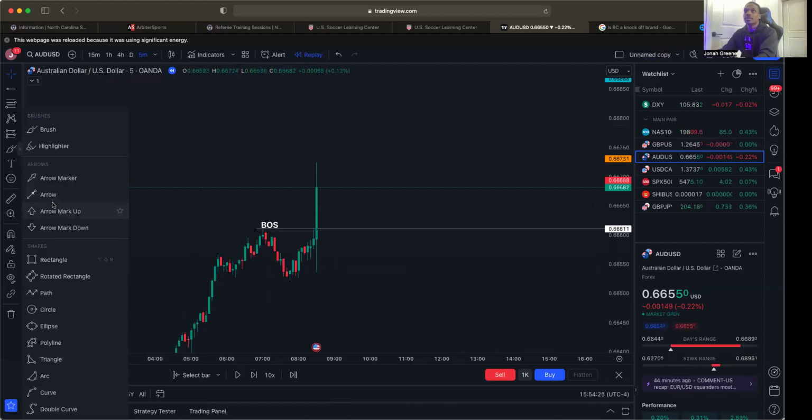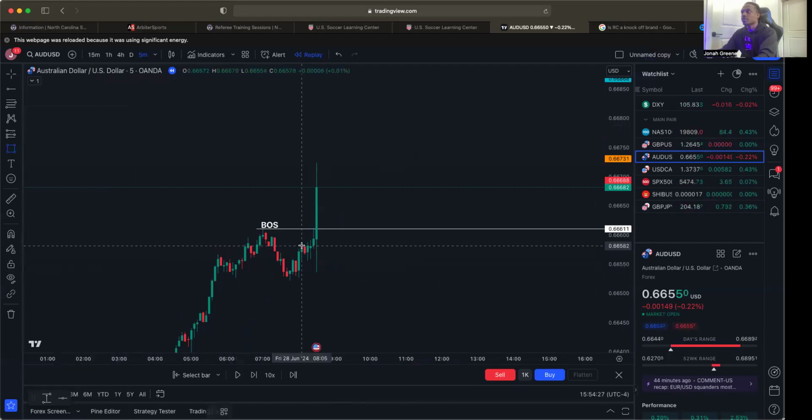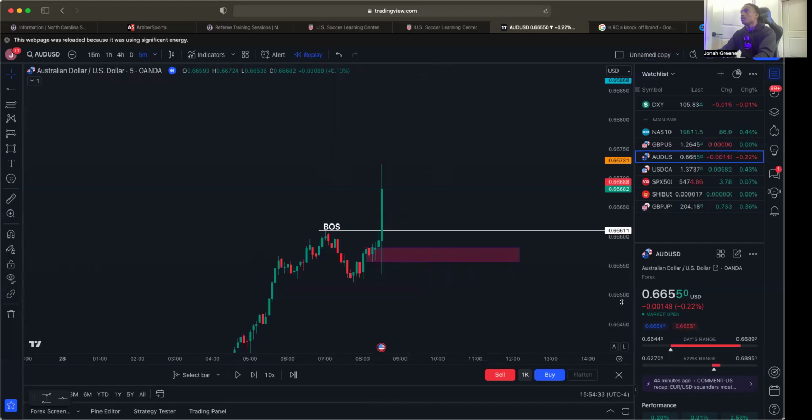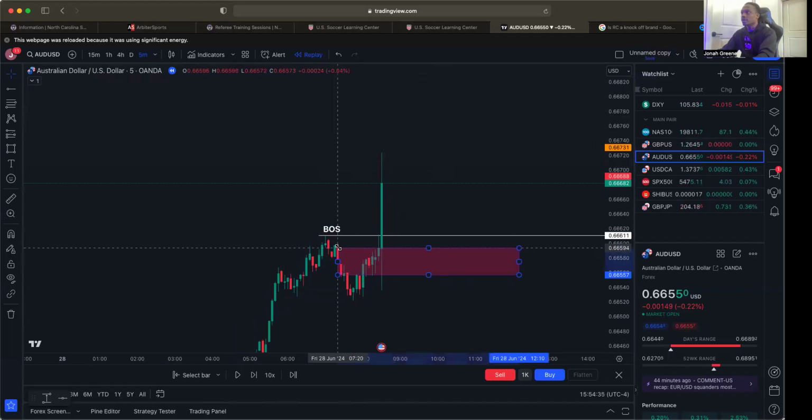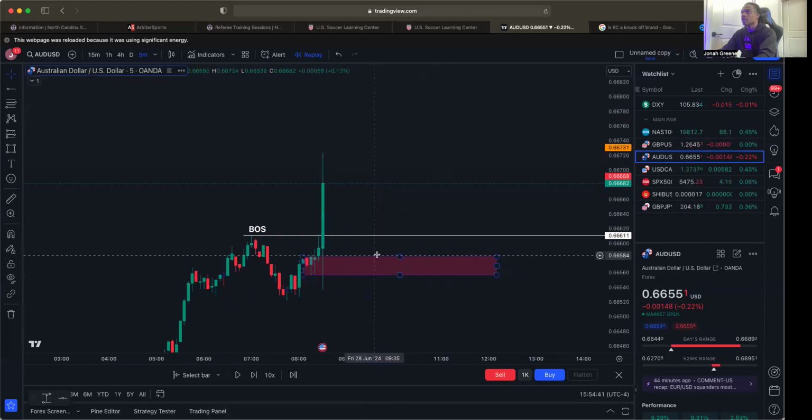Where is my supply zone? My supply zone is right this red candle, all right, to the body of that green candle, all right? Now, you don't have to do it the way I do it. You can do like this, or you can do like this, or you can just simply do it like I did it, okay? It's all up to you guys. But this is my break of structure, okay? Here's a breaker block right here. You can do it right here if you want to. It's all up to you, all right?